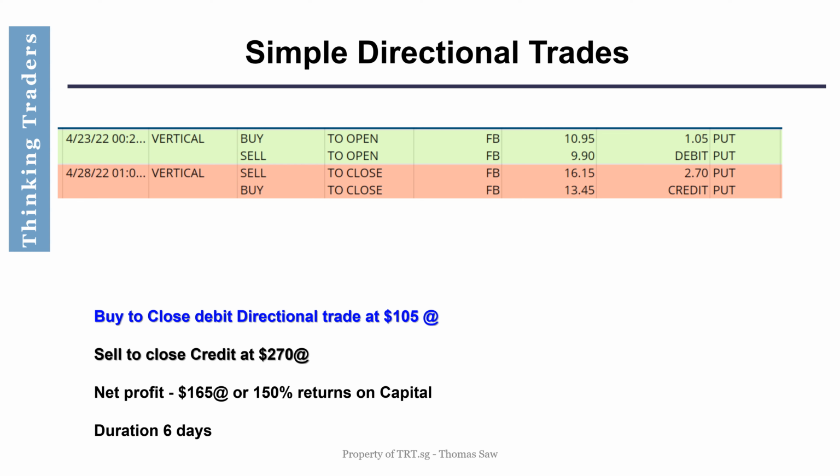Listen carefully. When I buy a trade for $105, my worst case, how much do I lose? I lose $105. I buy to open at 105. I sell to close at 270. So my profit is what? 165. 165 is a 150% return on 105.